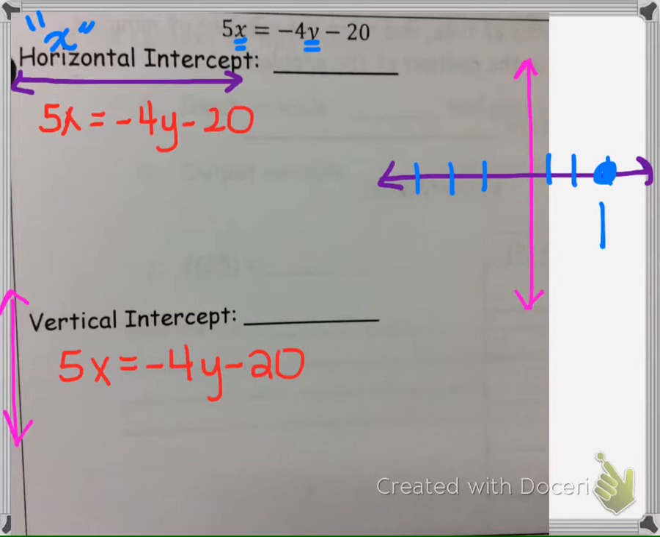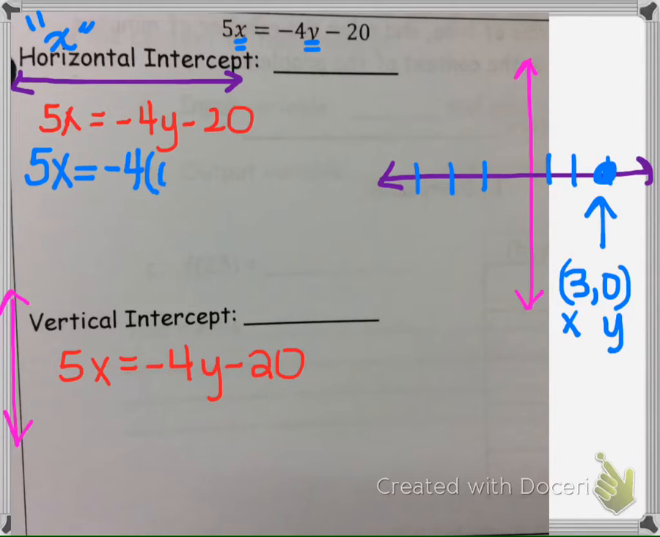x-intercept. So that point right here is at 3, 0. So x is 3 and y is 0. So for a point to be on the x-axis, the y has to be 0. So I'm going to take the equation and plug in a 0 for the y because I want to find out where it crosses the x, the horizontal intercept. So I want to know what this is. So that's why I have to leave it in the problem.